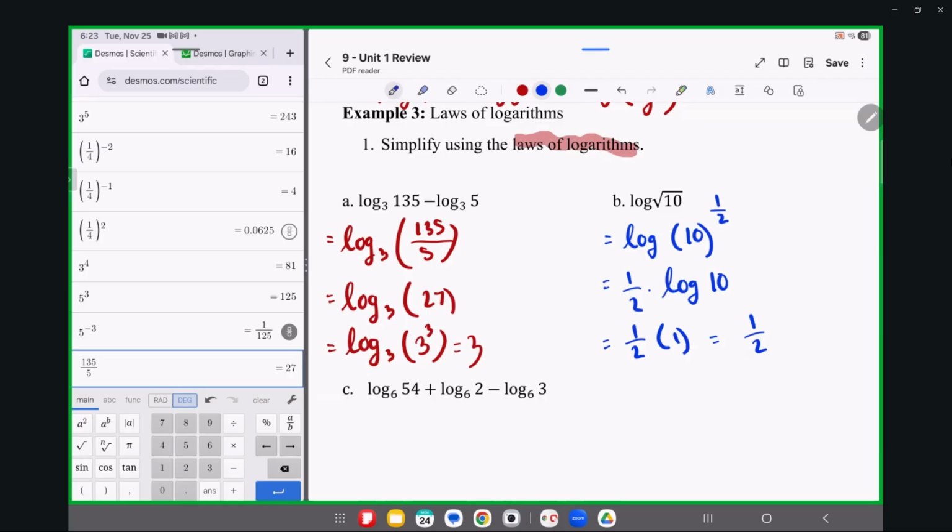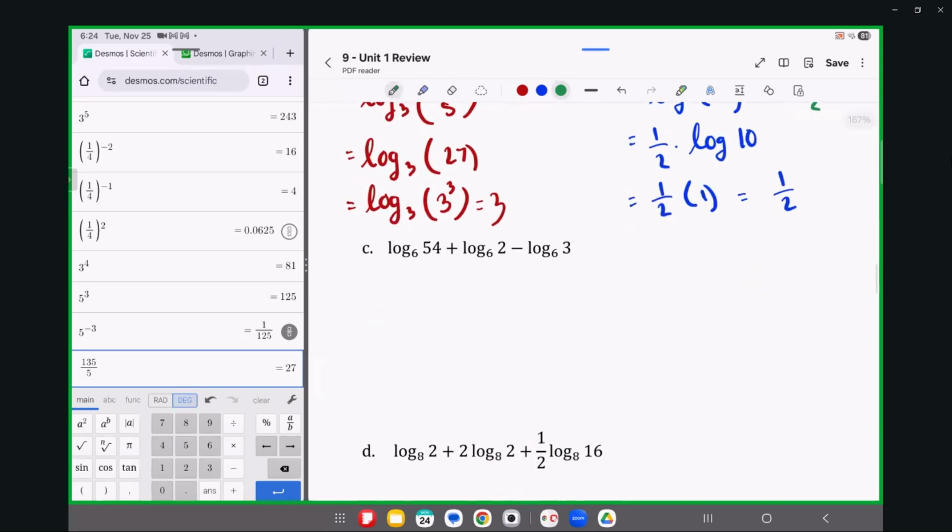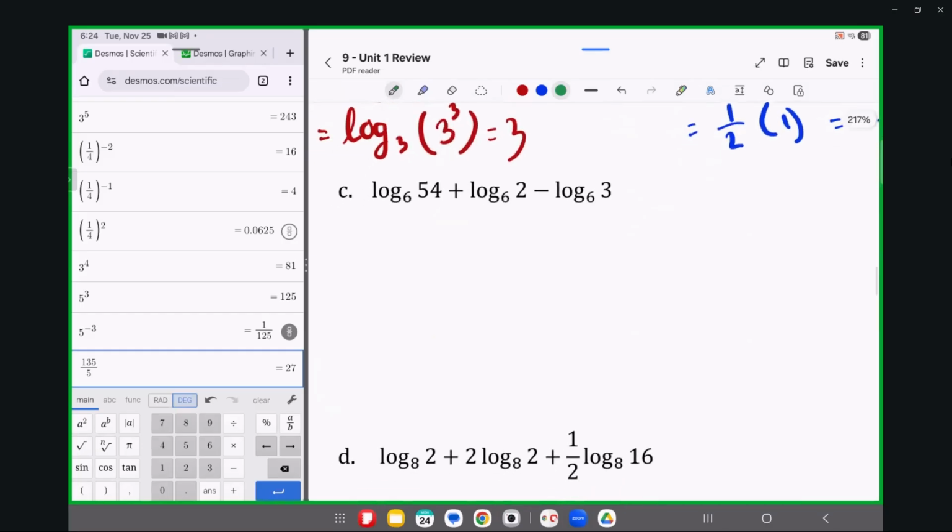Okay. I also would not fault you if you just immediately said that log of 10 to the power of 1/2 is equal to 1 over 2. But the question did say, make sure to use the laws of logarithms, and this is the best way to ensure we do that. Okay. We can also evaluate more complicated expressions. So instead of just saying log plus a log or log minus a log, we could instead have something like log base 6 of 54 plus log base 6 of 2 minus log base 6 of 3.